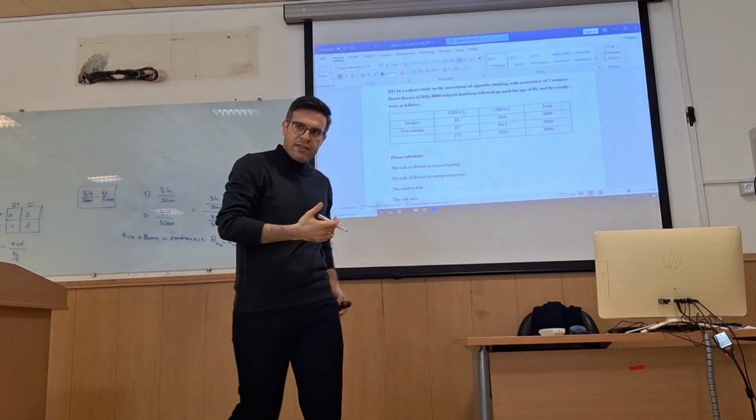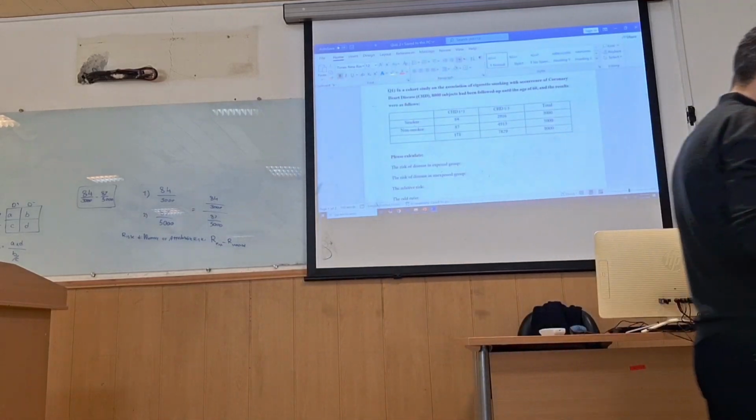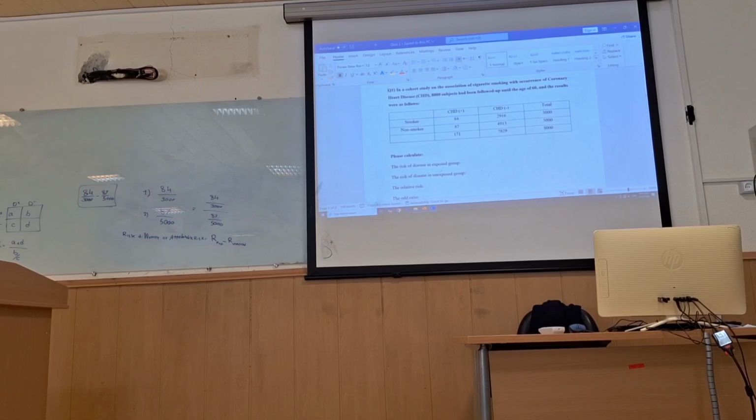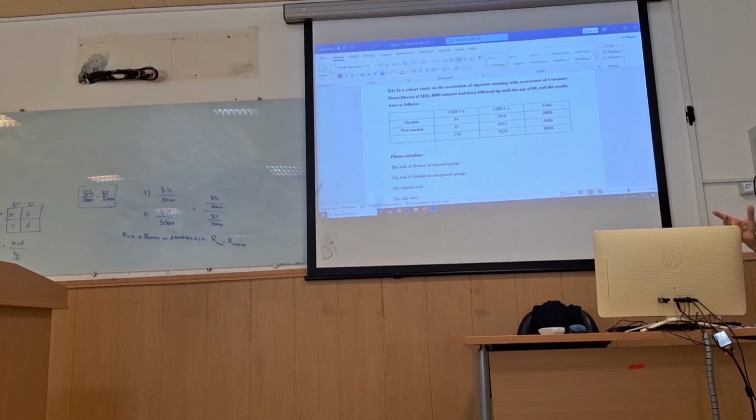This is attributable risk or risk difference. Risk difference is better than attributable risk. It's very common to use both of them, and it doesn't really matter which one you use, but it would be better to use risk difference or attributable risk.